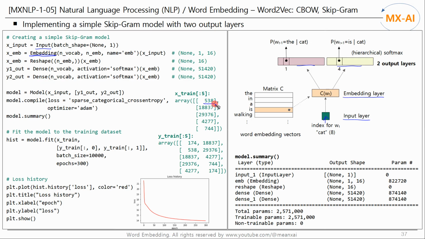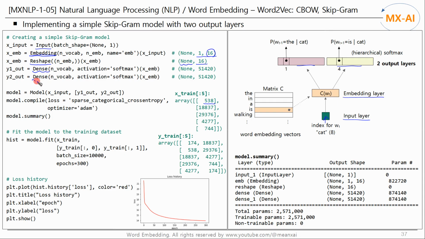Since there is only one input word, the output of the embedding layer is a tensor with 1 row and 16 columns. 16 is the size of the embedding vector. We reshape this tensor into 1 dimension, i.e. a row vector. None is the batch size.